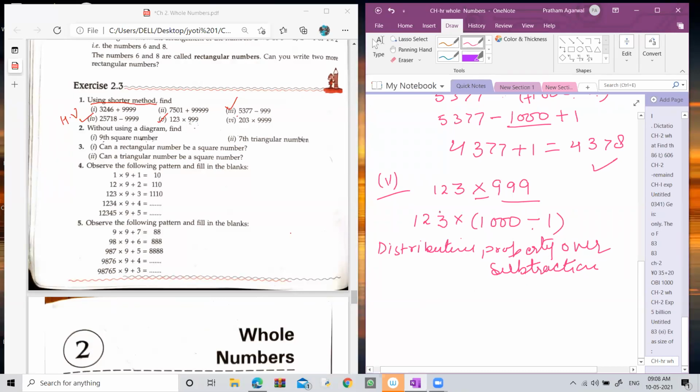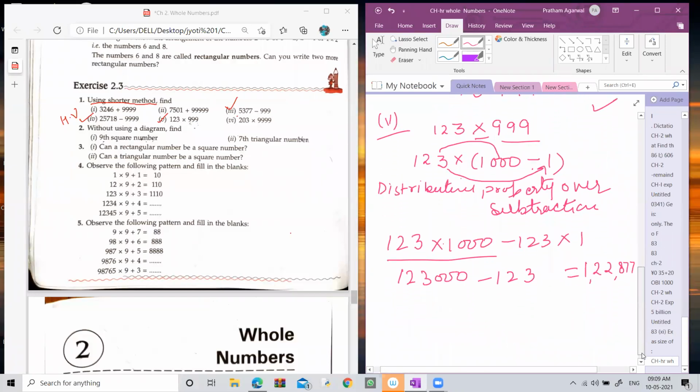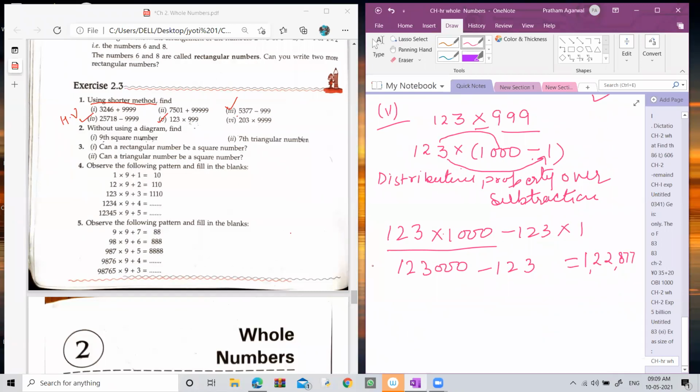You have to multiply 123 by 1000 and then you have to multiply 123 by 1. So when you expand it, it gives you 123 multiplied by 1000 minus 123 into 1. When you multiply these two numbers, the product will come 123,000 and minus 123. Fine. Now when you subtract 123 from this number, it gives you 122,877. Okay, 122,877. Is it clear to everybody?